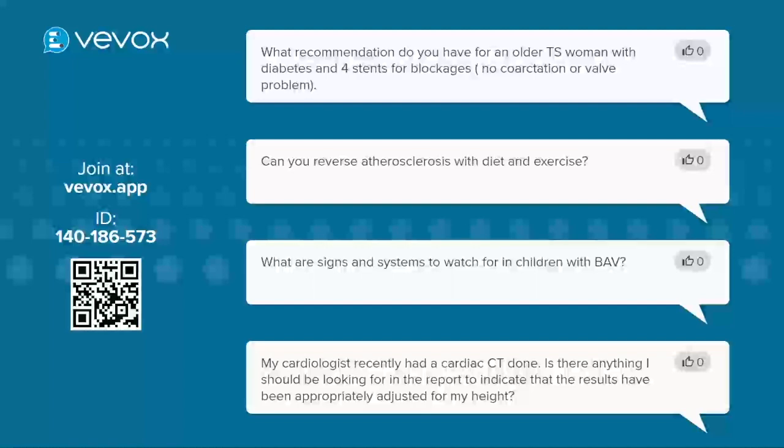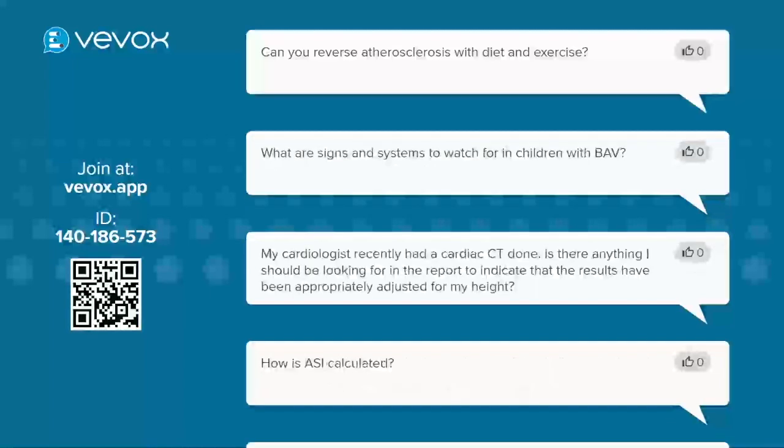You want to have a diet that is low in saturated fat and low in salt. And you want to have regular exercise, which stimulates the blood flow and promotes good blood vessel health. All of those things would be necessary to prevent further blockages. Can you reverse atherosclerosis? Yes.